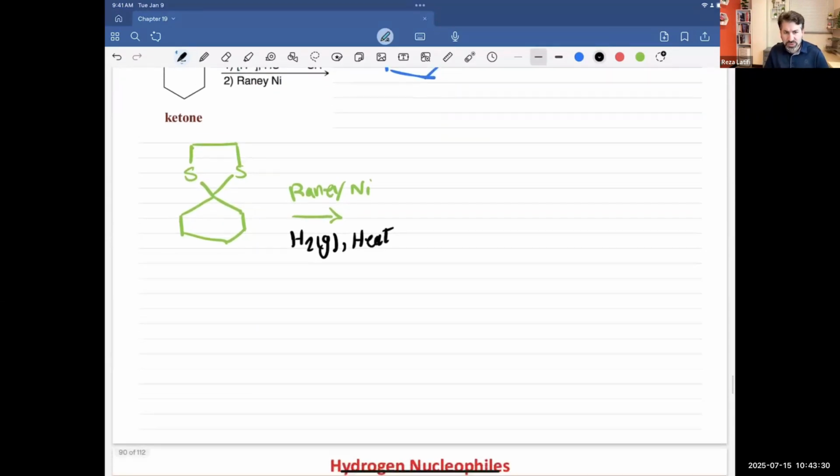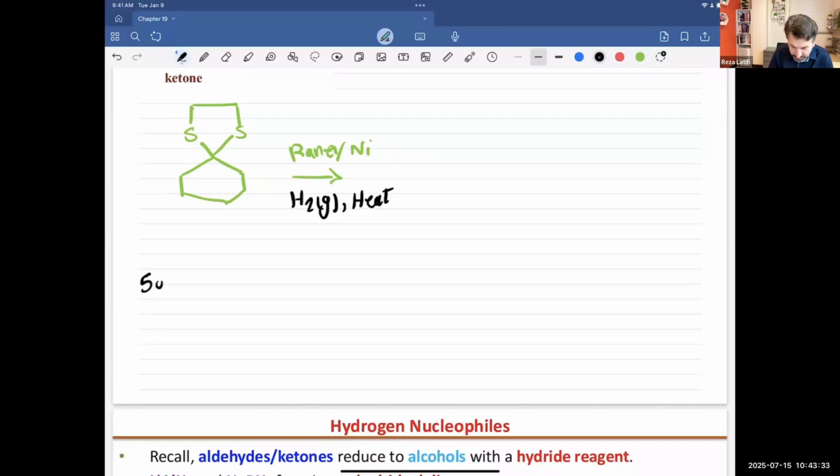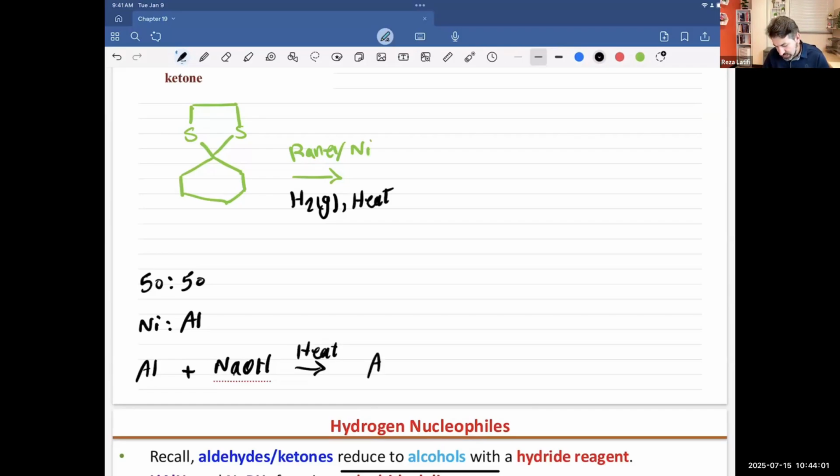Let's talk about the catalyst. What's the catalyst? The catalyst is a 50% alloy of nickel and aluminum. And we know one thing about aluminum: if we take aluminum and react it with sodium hydroxide while we are applying heat, aluminum is going to react with sodium hydroxide, and it might give us something like this.